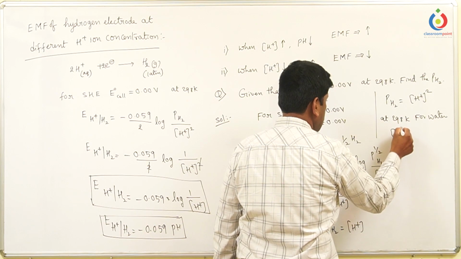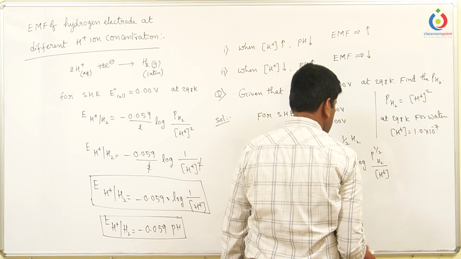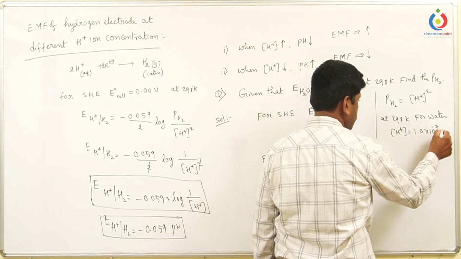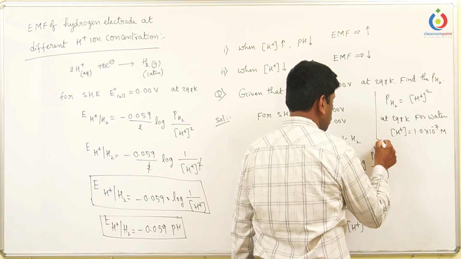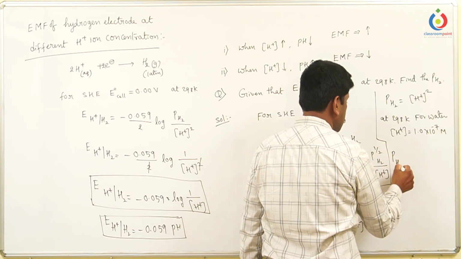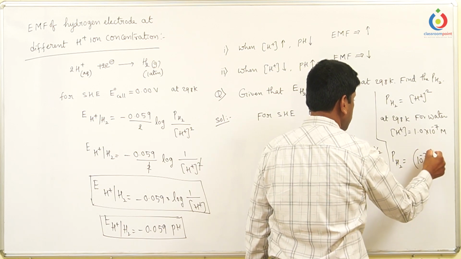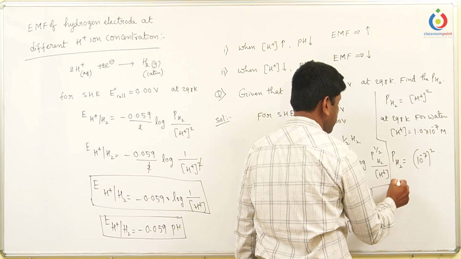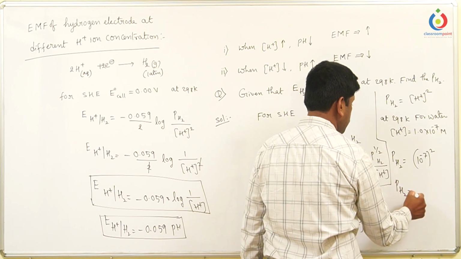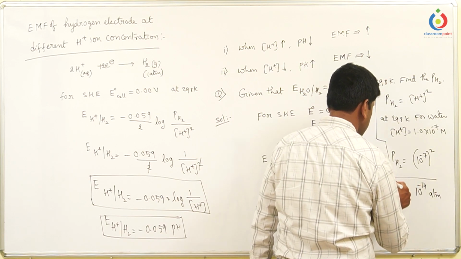Now at 298 kelvins for water, the concentration of H plus ion is equal to 1.0 into 10 power minus 7 moles per liter, or molarity. So now apply this value here, and we get the partial pressure of H2 equal to 10 power minus 7 whole power 2. Pressure units are atmospheres, so we get the partial pressure of H2 equal to 10 power minus 14 atmospheres.